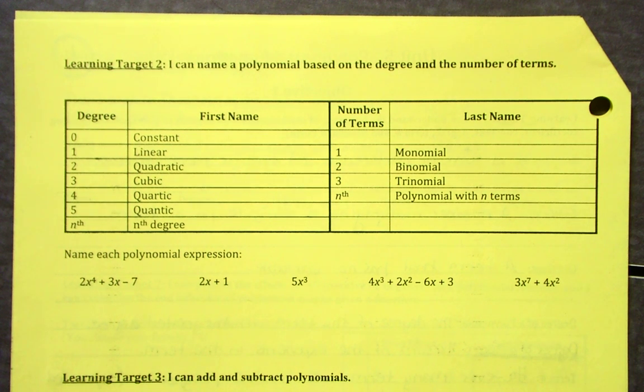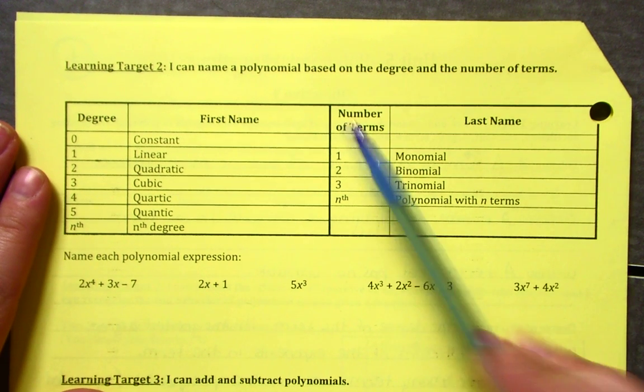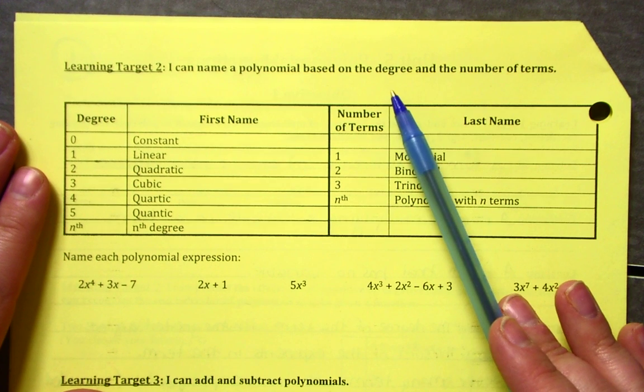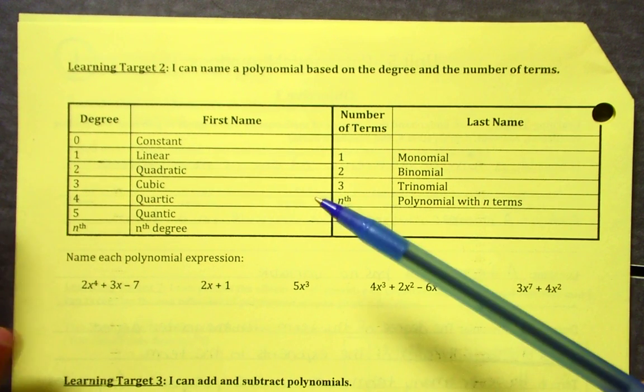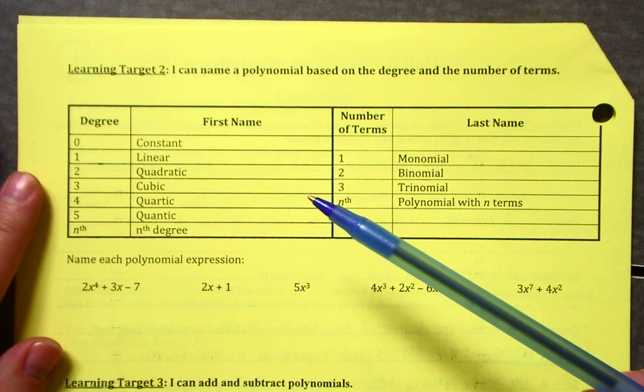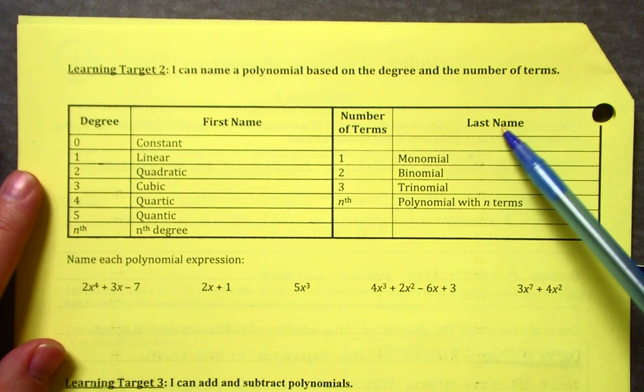Right, well, in the first learning target, we learned all about the different vocabulary that we can use to describe different parts of polynomials. In the second learning target, we're talking about how to name a polynomial based on the degree and the number of terms. Now, we can think of polynomials as having two names, a first name and a last name.